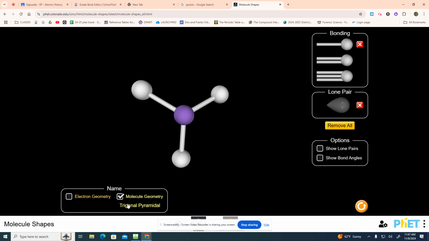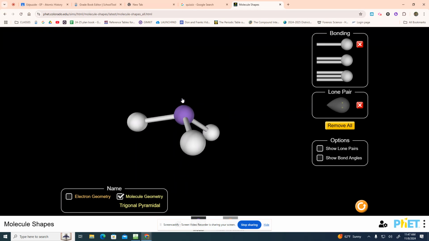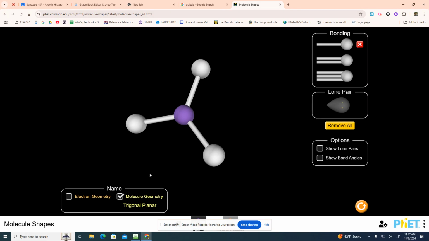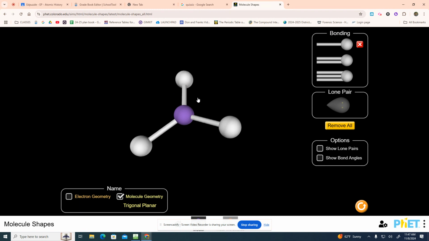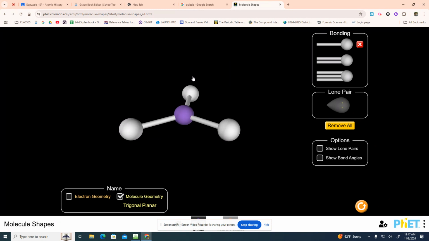Now there's 2 different kinds of trigonal. There's trigonal pyramid, which this one is. It's a pyramid because this non-bonding pair of electrons up here is pushing all of these hydrogens down. If I don't have that extra pair of electrons on there, this one doesn't have 8 electrons around its central atom. This one is trigonal planar. They're all in the same spot.